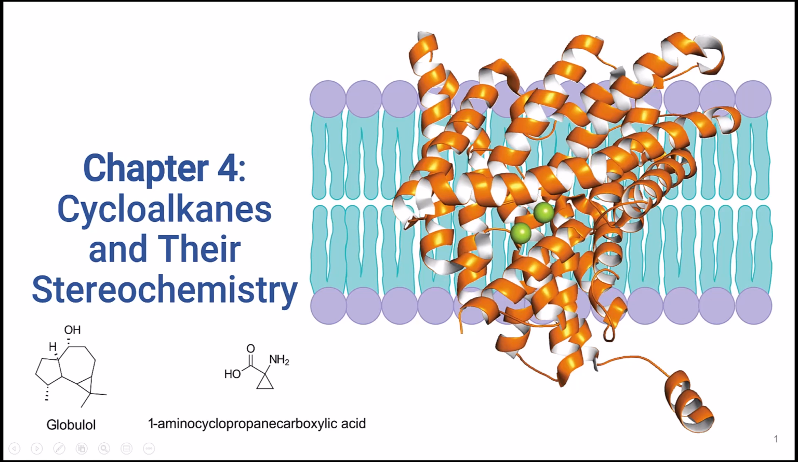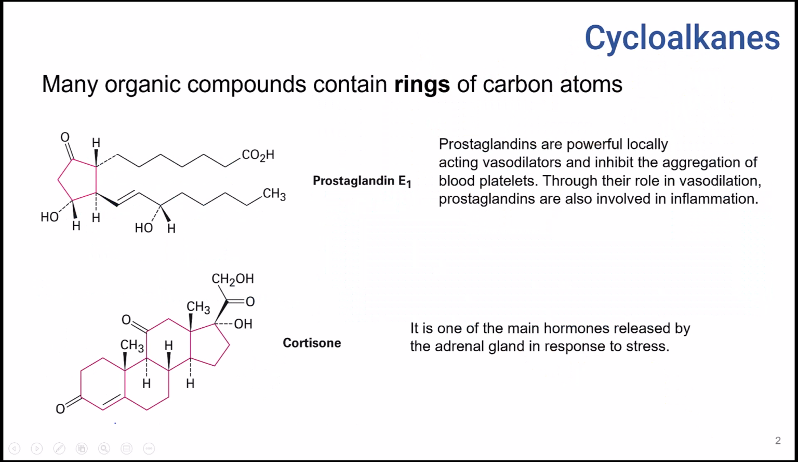We have 1-aminocyclopropane carboxylic acid, which has this cyclopropane there with 3 carbons. This is used in the biosynthesis of ethylene. And then the globulol is a poisonous sesquiterpene that causes paralysis and delirium, and it comes from the rhododendron plant. So many organic compounds have rings of carbon atoms.